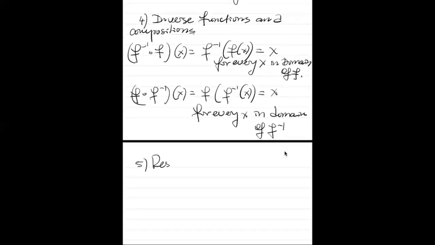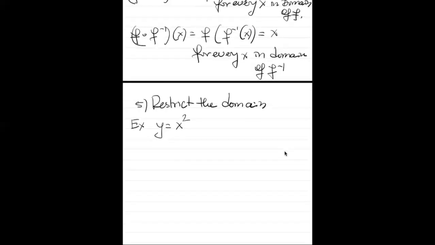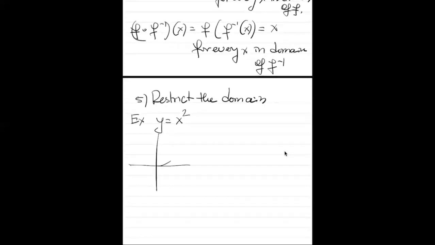Number 5, restricting the domain. So if we have a function that's not one-to-one, for example, y equals x squared, we can restrict the domain, so it is. So if we take this function and restrict the domain to be from 0 to infinity, then it is one-to-one. And it has an inverse.